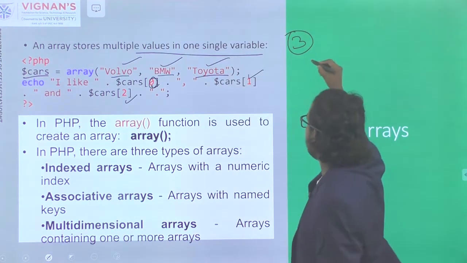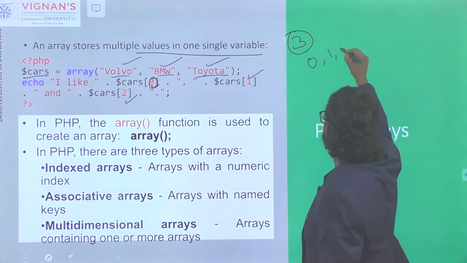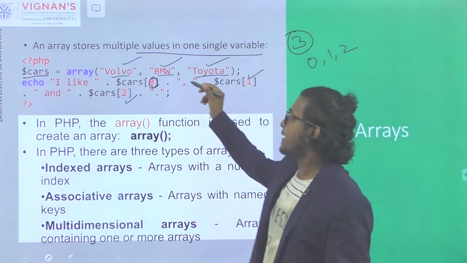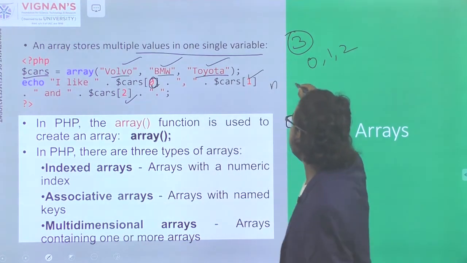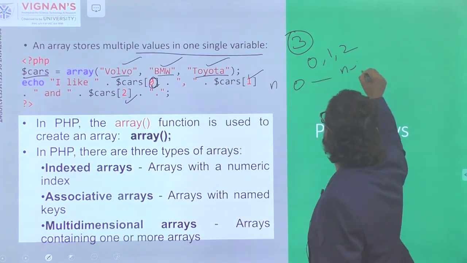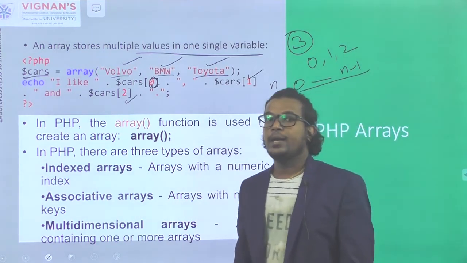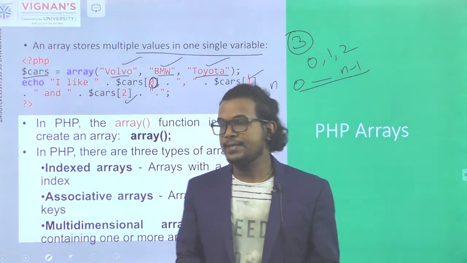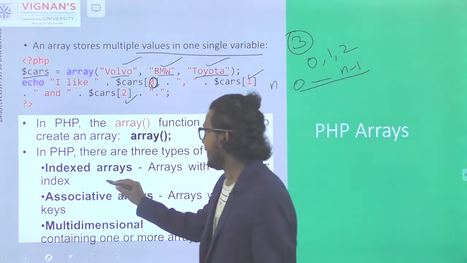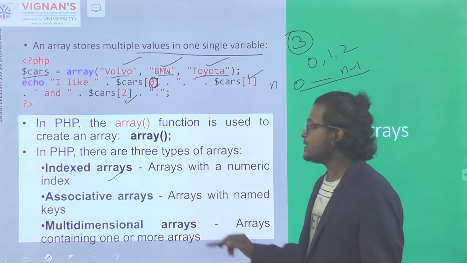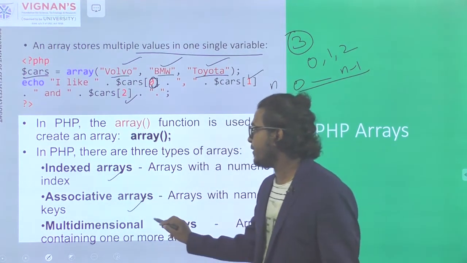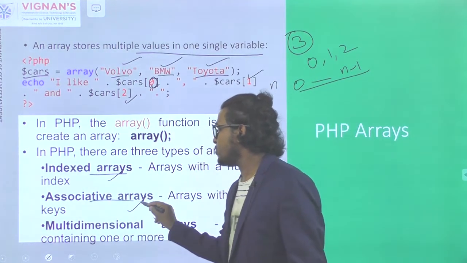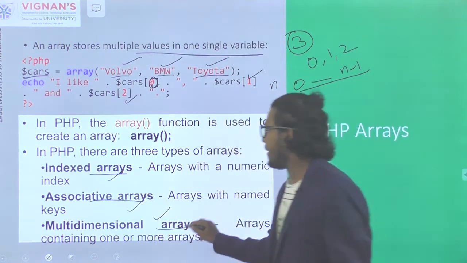Index starts with 0, 1, 2. Or we can say that if the size of the array is n, the index starts with 0 and ends with n-1. In PHP, we have different types of arrays. The first one is an indexed array, the second one is an associative array, and the third one is a multi-dimensional array.